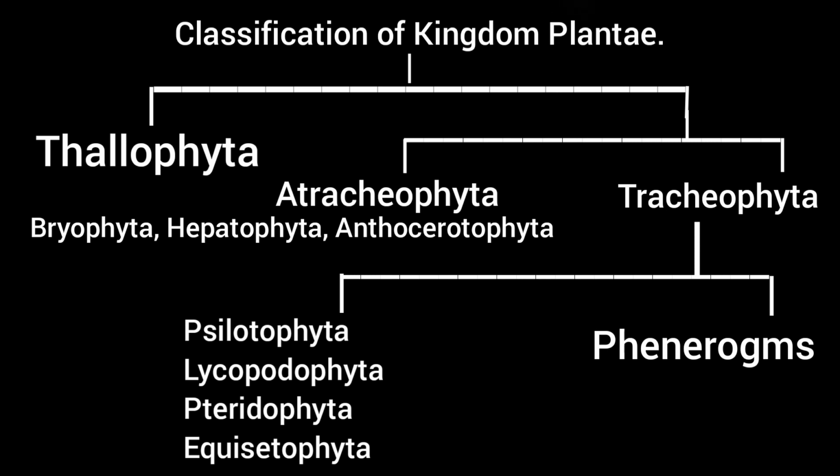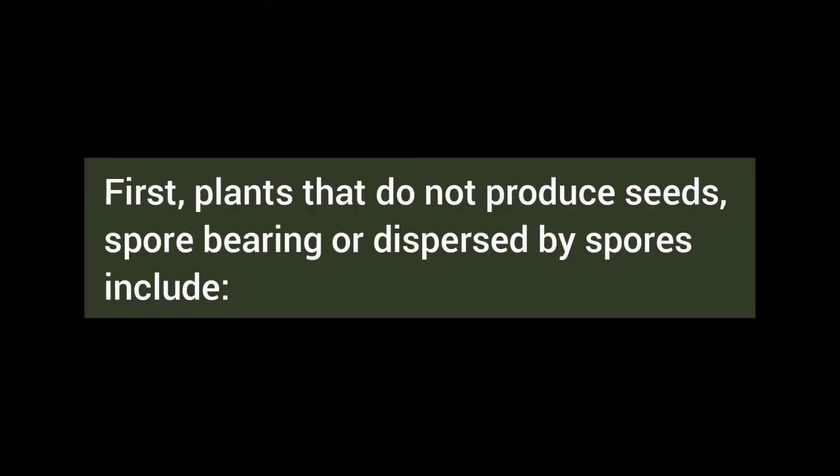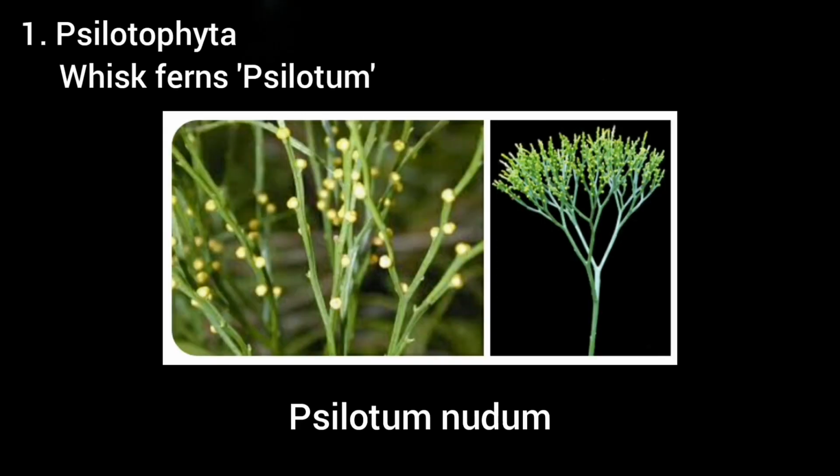The first division is divided into 1. Coelentophyta, 2. Lycopodophyta, 3. Pteridophyta, 4. Equisetophyta. First, plants that do not produce seeds, spore-bearing or dispersed by spores, include 1.